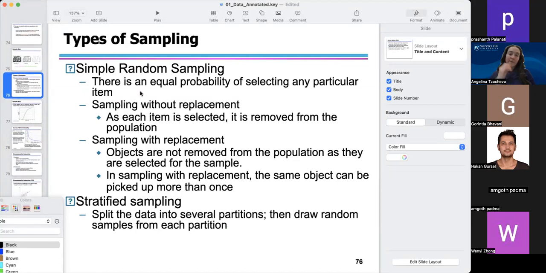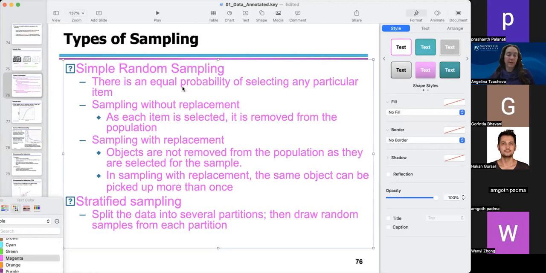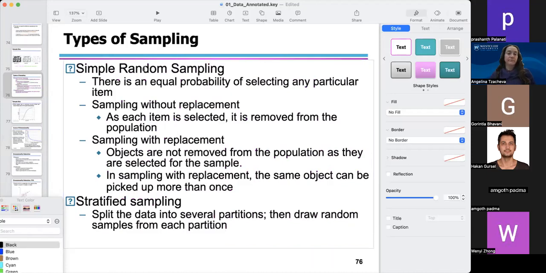So there are different, mostly statistical methods for doing samplings. There is simple random sampling with and without replacement. And then there is stratified sampling, where we would split the data into partitions and draw random samples for each partition.